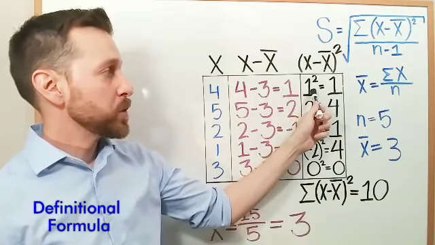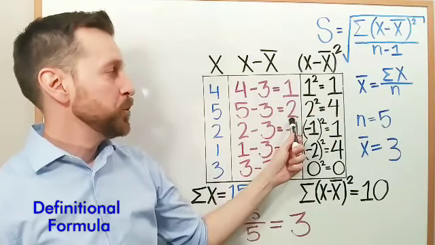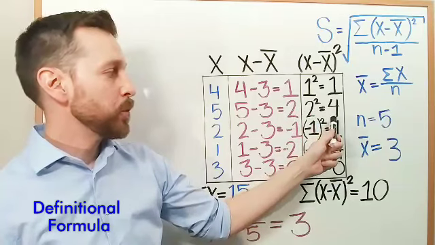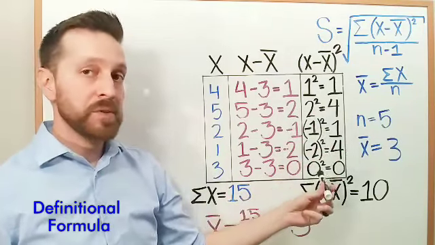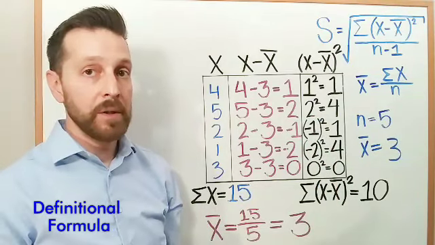So 1 becomes 1 squared, which becomes 1. 2 becomes 2 squared, which equals 4. Negative 1 squared gives us 1. And the process of doing this eliminates all of our negative values.